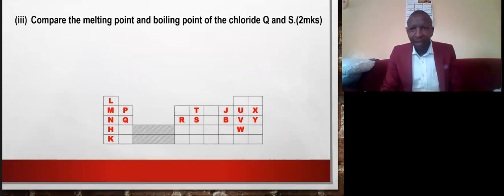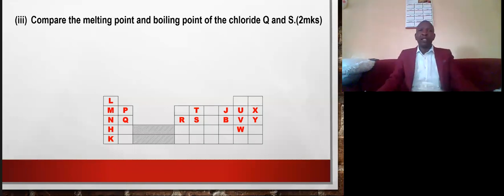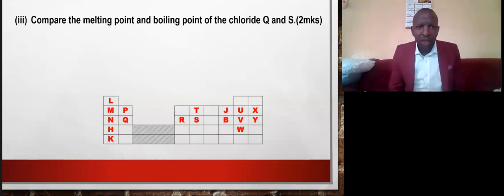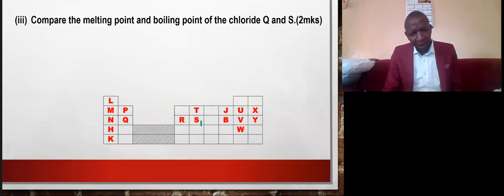Now, the other thing is this. Compare now the melting point and the boiling point of the chloride of Q and the chloride of S. And before we go to that, because there's always a lot of confusion, the examiner can also tell you to compare the chloride of T and the chloride of S. Sorry, you cannot be told to compare that. You can only be told to compare the oxide of S and the chloride of S.